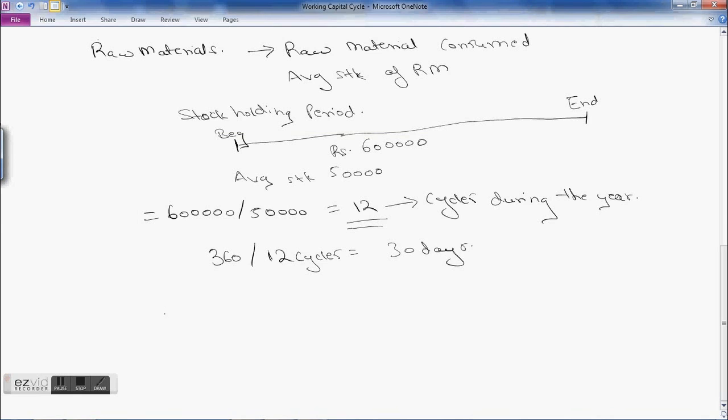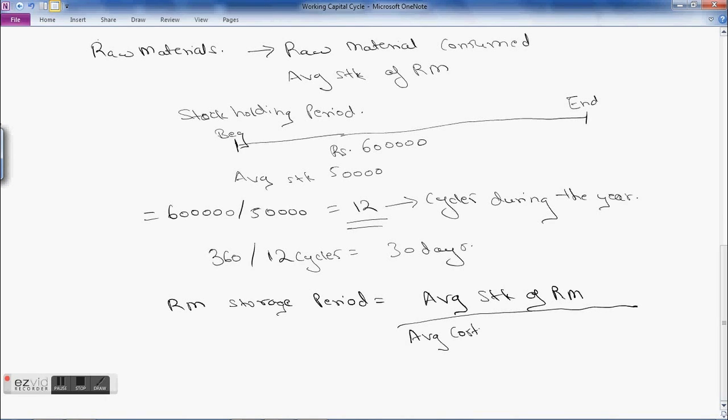The second method in which we can calculate this is, to know the holding period, raw material storage period equals average stock of raw material divided by average cost of raw material consumed per day. In the above case, average stock of raw material is 50,000, divided by average cost of raw material consumed per day, which is 6 lakh.